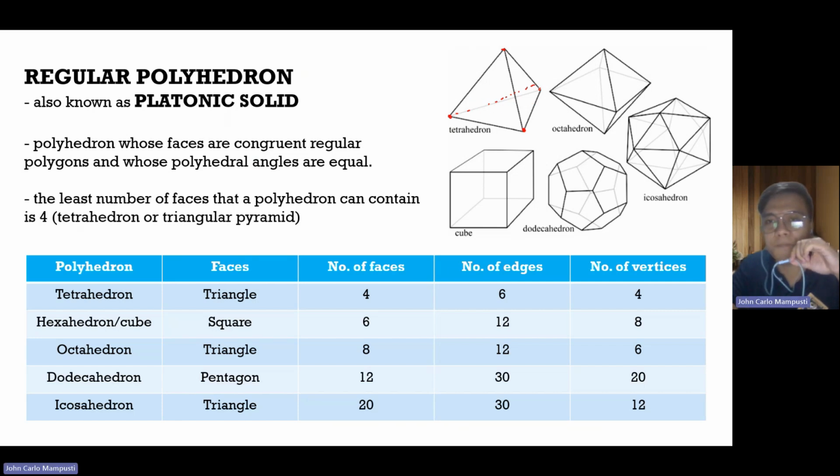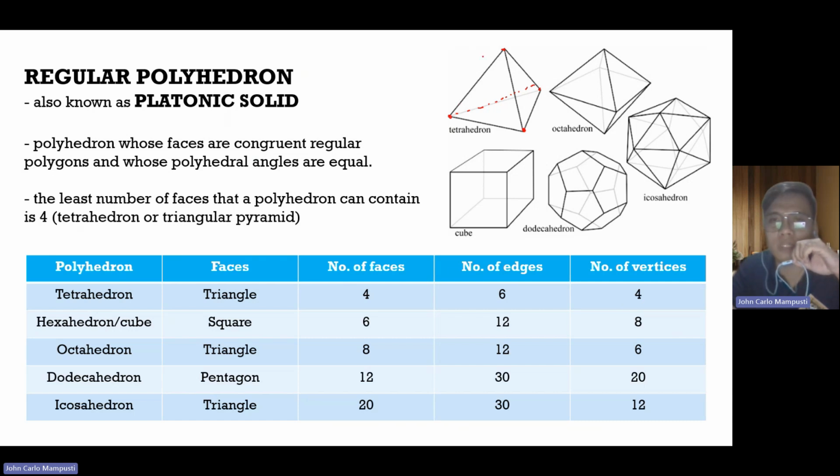So this is an equilateral triangle. So ibig sabihin lahat ng face dapat equilateral triangle siya. Okay? So we have different polyhedron. We have 1, 2, 3, 4, 5, 6 dito sa table na to. So number 1, we have the tetrahedron. So yung face natin dyan, yung shape ng face ng tetrahedron is triangle. So it has 4 faces, it has 6 edges, and 4 vertices.